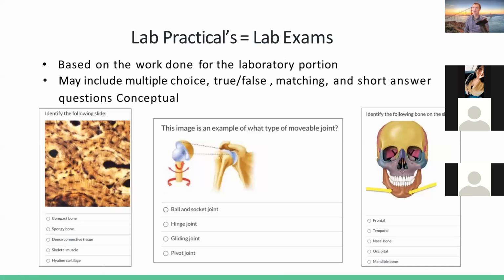There's also going to be lab practicals. Lab practicals are lab exams, and these are based on the work done for the laboratory portion. These may include multiple choice, true/false, matching, short answer, and conceptual questions. And here are some examples, just so you know what to expect.